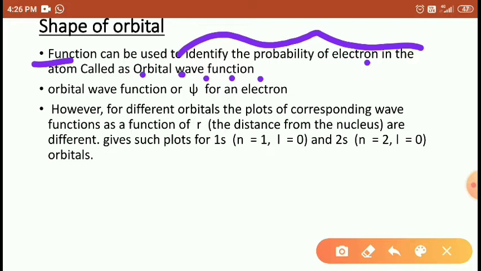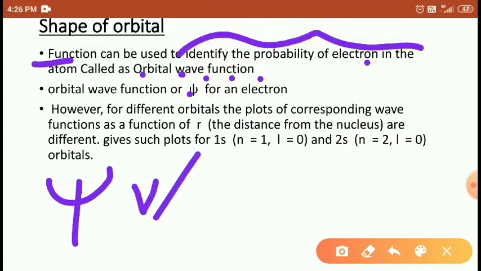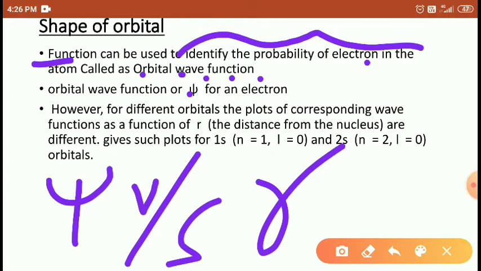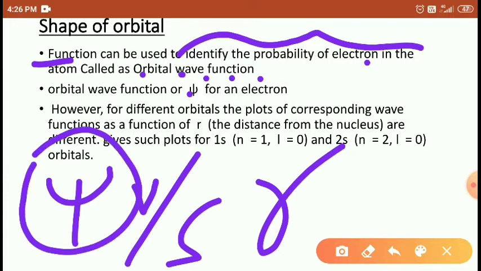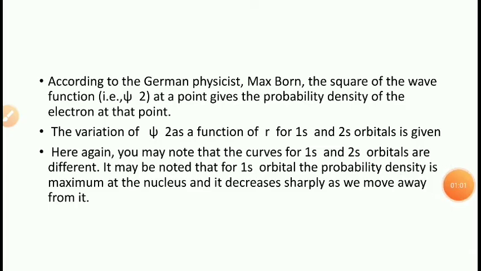So psi is the wave function, already we know that. And if we plot the graph of psi versus radius, psi is one of the mathematical functions used to identify the probability of electrons. Using the mathematical function psi with the respective radius, we find the probability of the electrons in the atom, students, right?